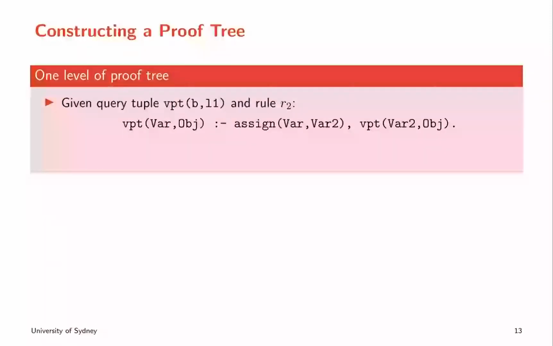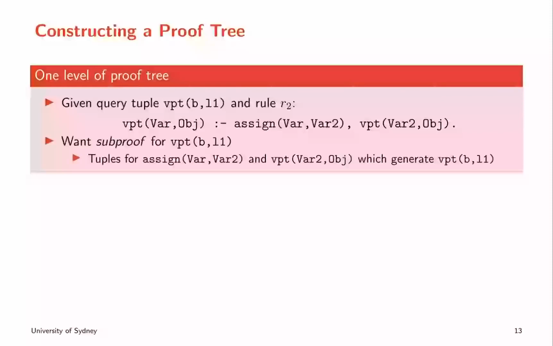To construct these proof trees, we could break down the problem into simpler subproblems. Let's say we want to compute one level of the proof tree at a time. If we have our query tuple, in this case VPT, B, and L1, and let's say we know that the tuple is produced by the rule R2. The idea is we want to produce a subproof for the query tuple, which is essentially the next level up in a proof tree. This is just tuples that match the predicates in the body of the rule, so assign var and var2, and VPT, var2, and object, such that they generate our query tuple.